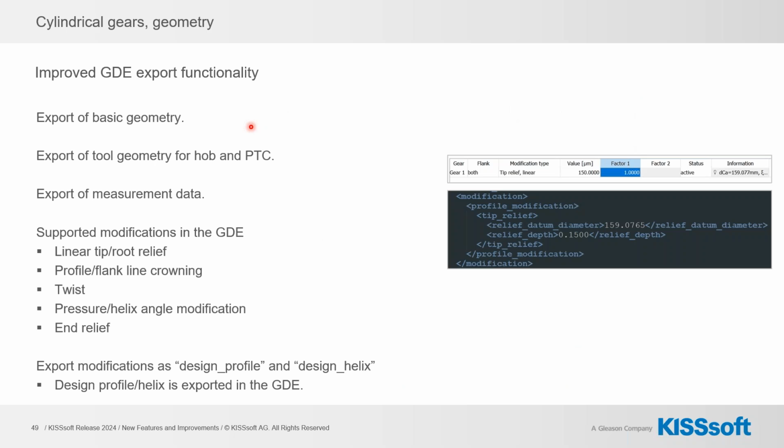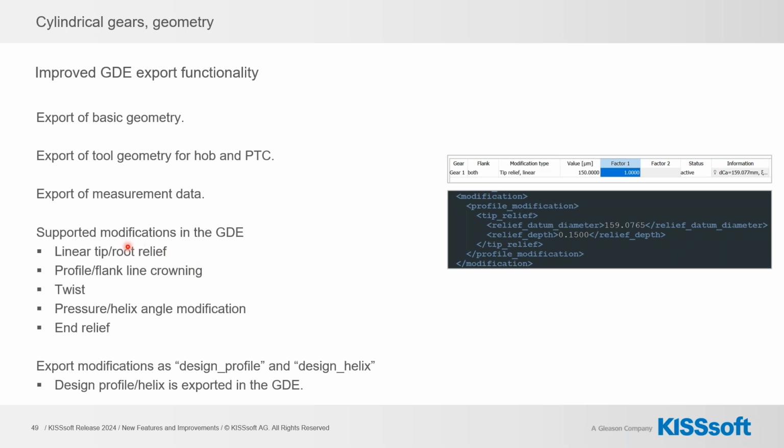Let's have a look at the content of the GDE, which stands for Gear Data Exchange. What is the content of it? It is, first of all, the basic geometry, which means macro geometry. It also contains the tool, such as hob and pinion type cutters. It contains some measurement data, and it contains also some modifications. So, let me give some words about modifications.